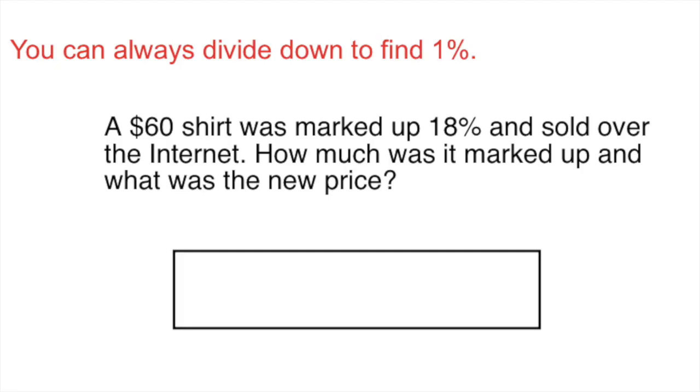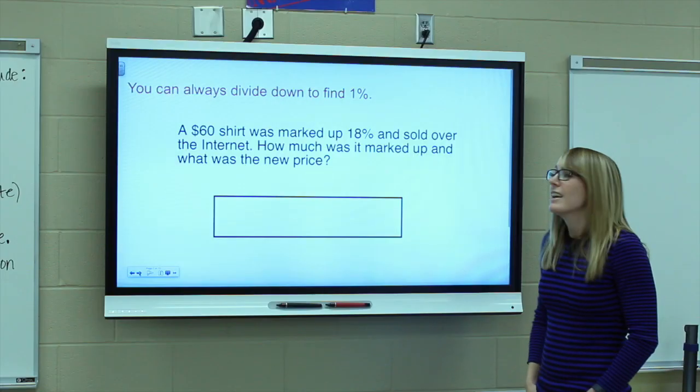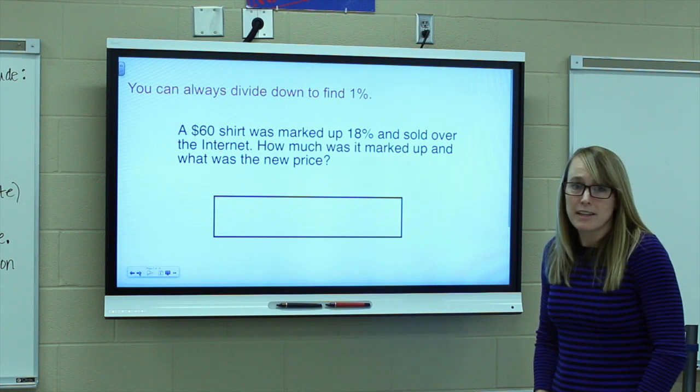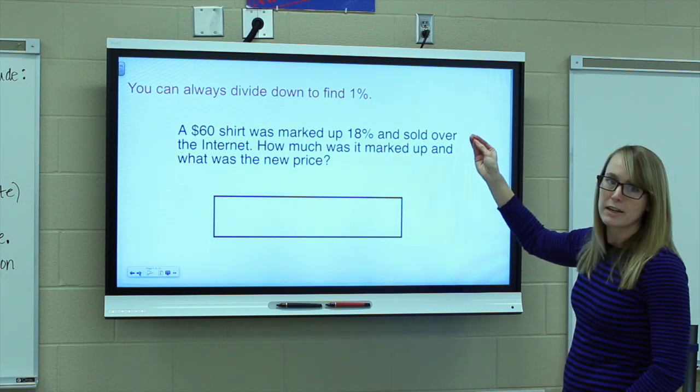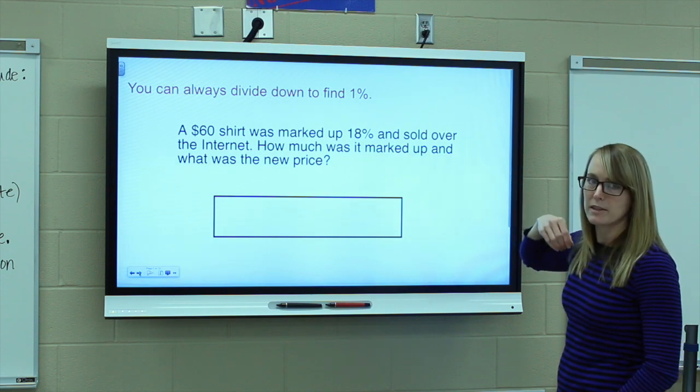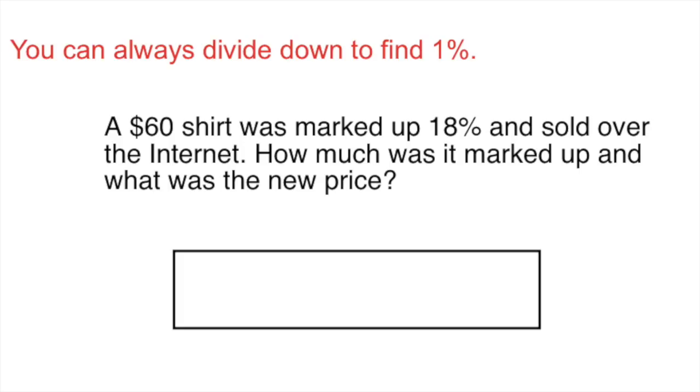Let's try another markup problem. Now we're going to get into some percents that are not as simple as the ones we've been working with. We've been working with nice benchmark percents, and sometimes they're not always so nice numbers. And what this says is you can always divide down to find 1%, and I'll explain what that means right now. A $60 shirt was marked up 18% and sold over the internet. How much was it marked up, and what was the new price?